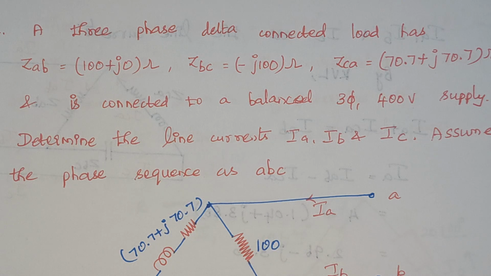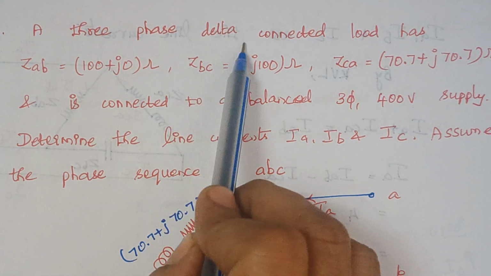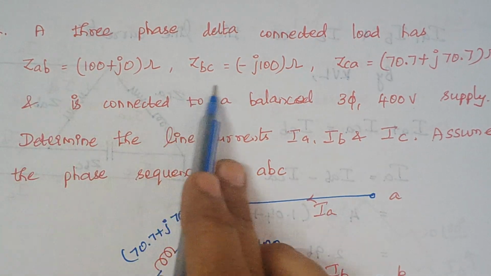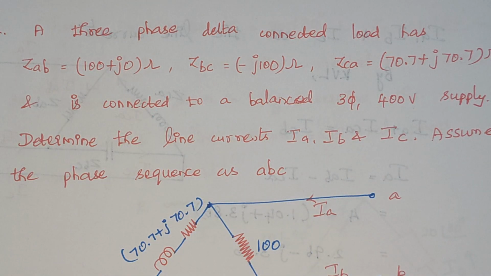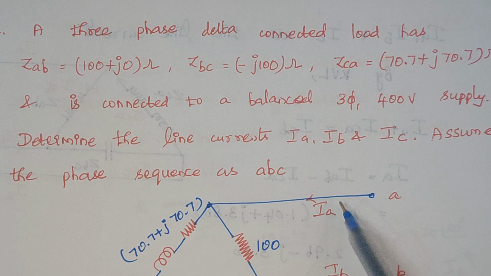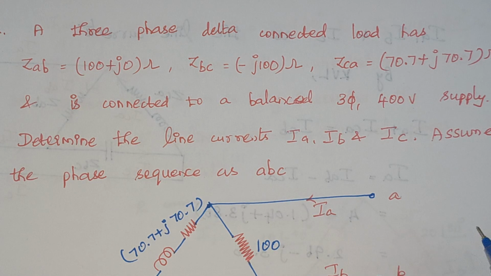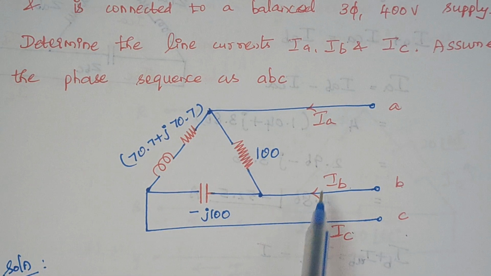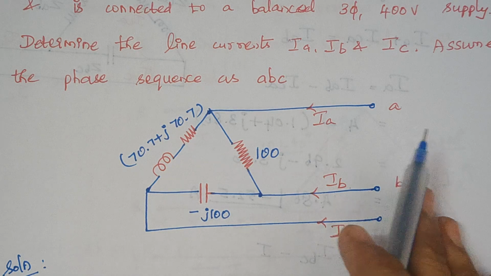So here this is a delta connected load and the values of AB, BC and CA are given. So just accordingly draw the diagram, and this is your A, this is your B and this is your C. IA, IB and IC are the line currents. Okay, this is your diagram.